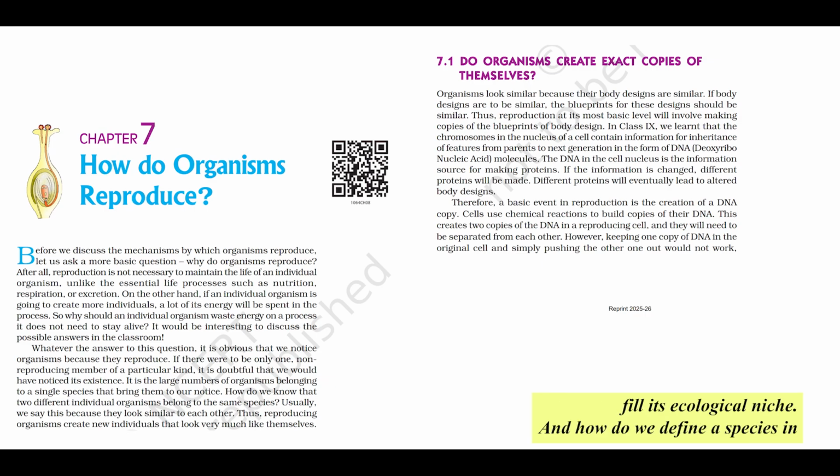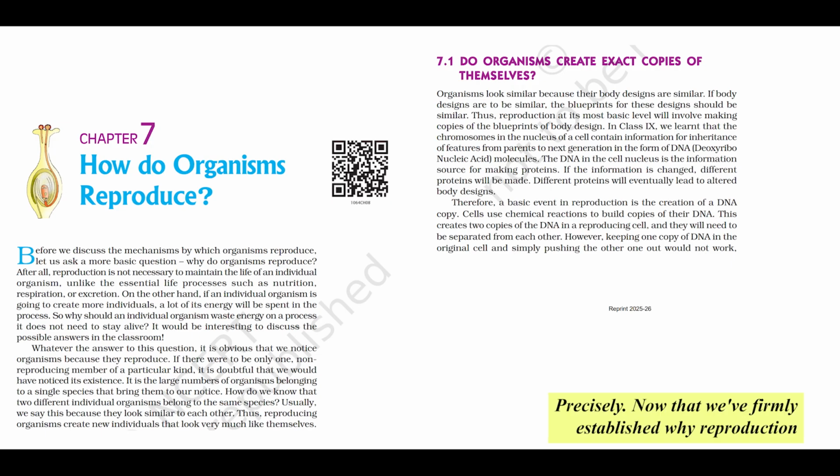And how do we define a species in this context for our exams? Simply put, it's a group of organisms that look remarkably similar to each other and, crucially, are capable of reproducing amongst themselves to produce fertile offspring. So reproducing organisms essentially create new individuals that look very much like themselves. They ensure their genetic legacy and continued presence in the grand tapestry of life. Okay, that makes sense. Species continuation is the key.